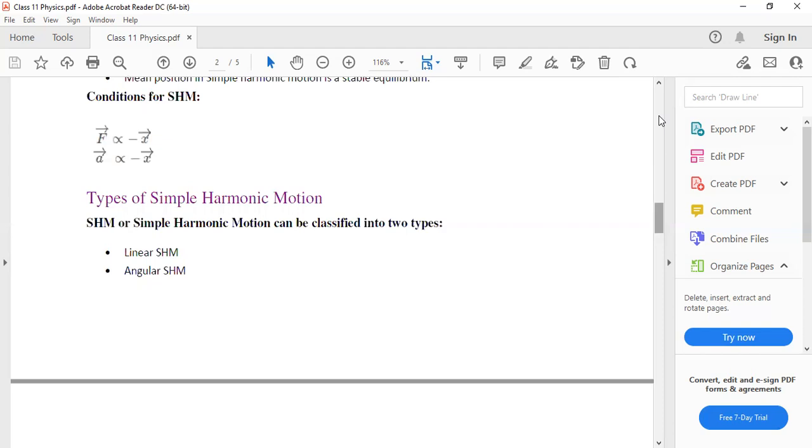Now let's discuss the various types of simple harmonic motion. Before that, we should be aware that the amplitude capital A of simple harmonic motion is the magnitude of the maximum displacement of the particle. As the cosine function of time varies from +1 to -1, the displacement varies between the extremes +A and -A.